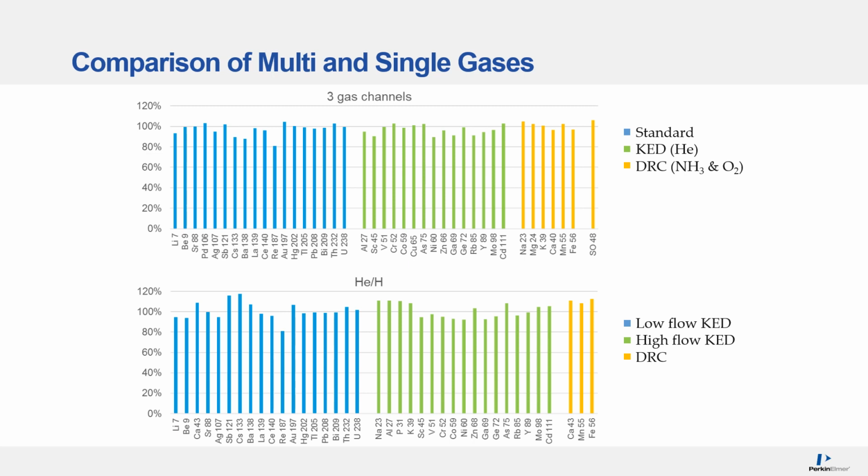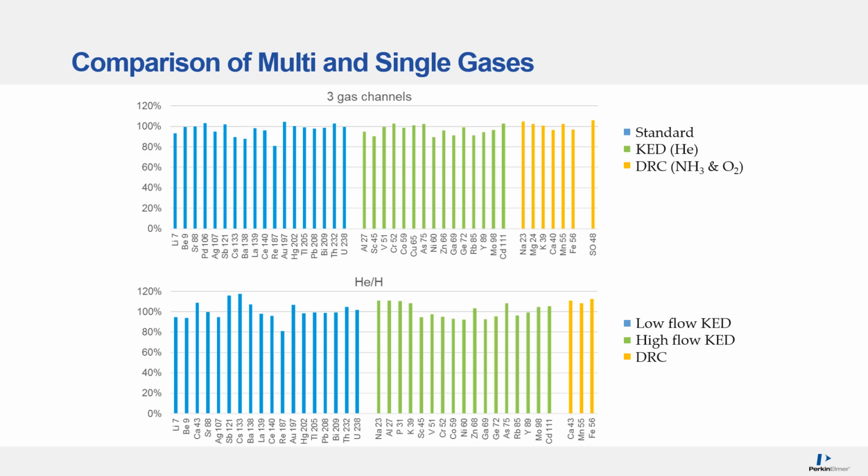For comparison's sake, we would like to present data showing you the differences between a multi-gas and single gas method. The bar graph on the top shows a 3-gas method where KED was using helium gas and DRC gases of pure ammonia and pure oxygen were also utilized. In the bottom bar graph is the single gas method using a helium-hydrogen mix, and again, blue denoting low flow KED, green for high flow KED, and yellow for DRC.